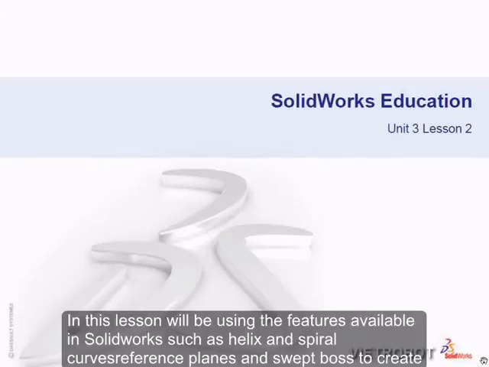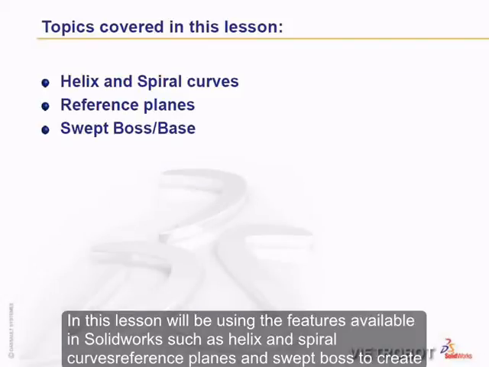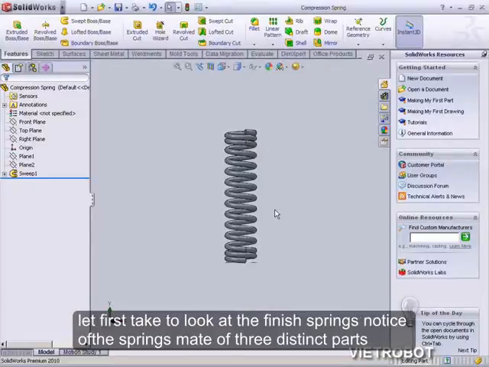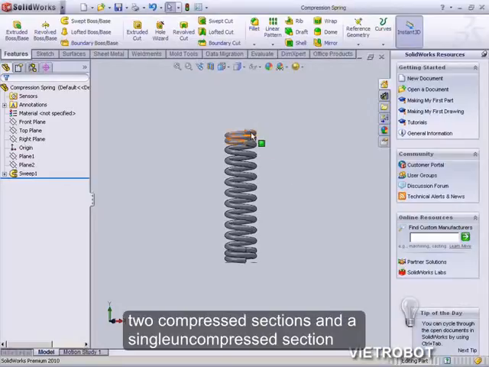In this lesson, we'll be using the features available in SOLIDWORKS such as helix and spiral curves, reference planes, and swept boss to create a compression spring that is used frequently in robots. Let's first take a look at the finished spring. Notice that the spring is made up of three distinct parts: the two compressed sections and a single uncompressed section.